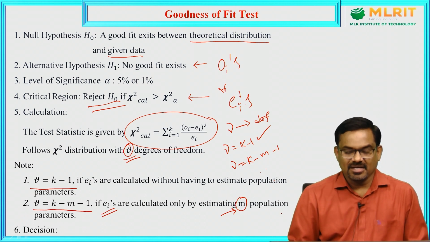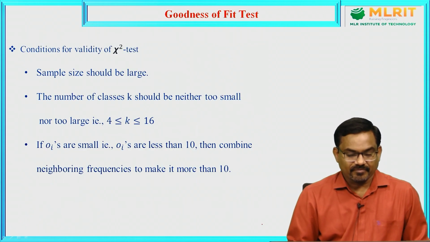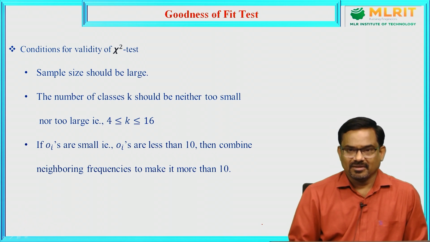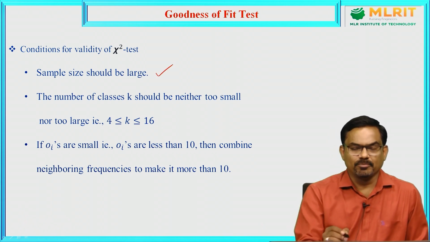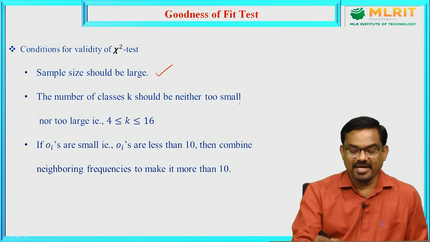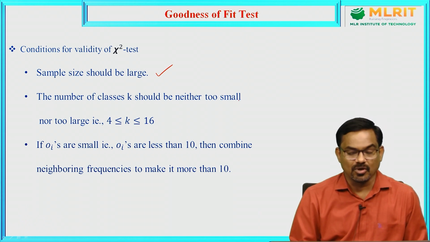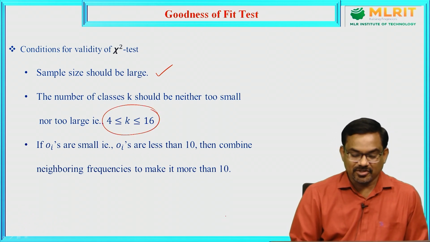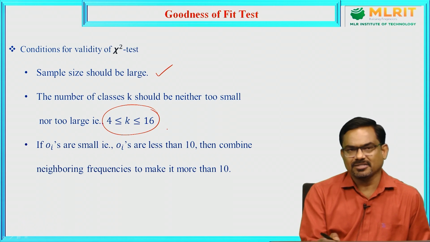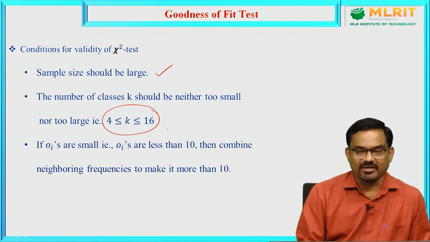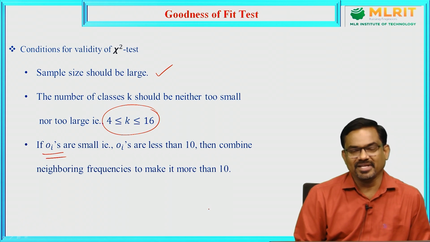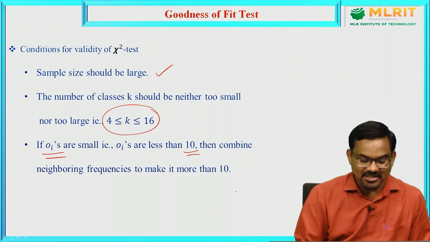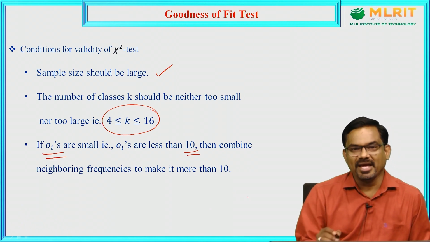So these are the steps involved in goodness of fit test, and there are some conditions for validity of chi-square test. One of those points is the sample size should be large, and the number of classes k should be neither too small nor too large. So, k value should be between 4 and 16. It should not be a larger value or a smaller value. And if the given observed frequencies Oi are small, that means less than 10, then combine neighboring frequencies to make it more than 10.